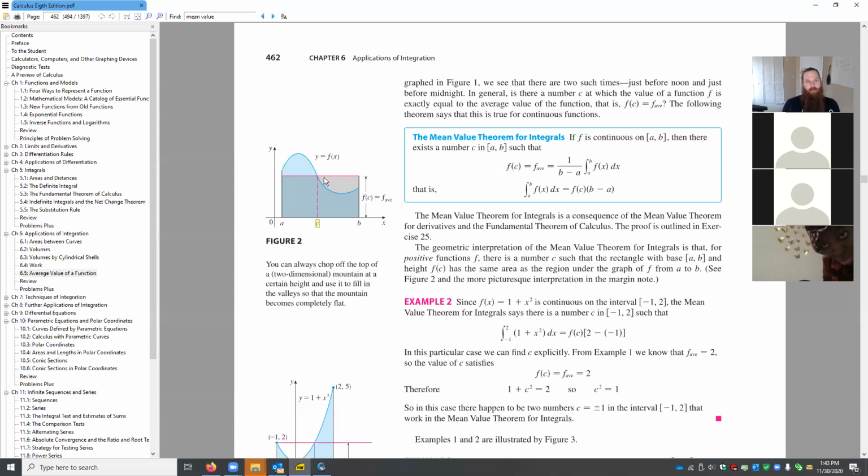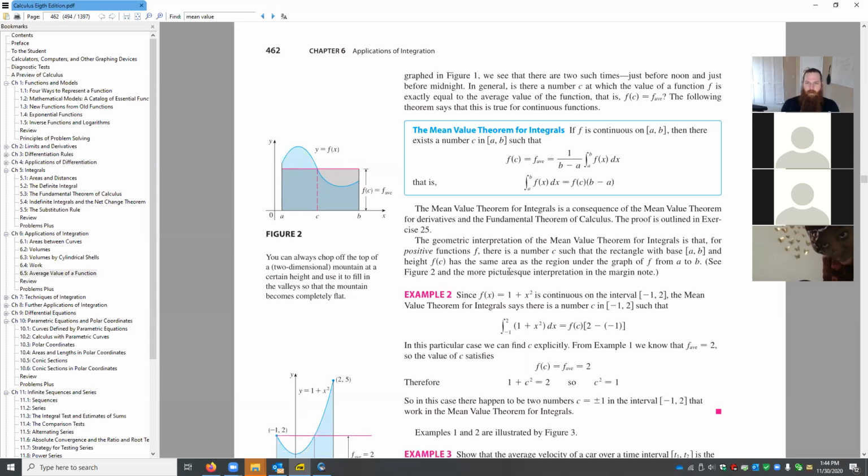So the red velocity here, this y value, that is this constant function, is the constant speed you would have to walk to cover the same distance as someone who goes really, really fast, then slows down and then speeds back up. So again, there's this concept of average. The mean value theorem is a theorem about averages. That's how I would interpret it.